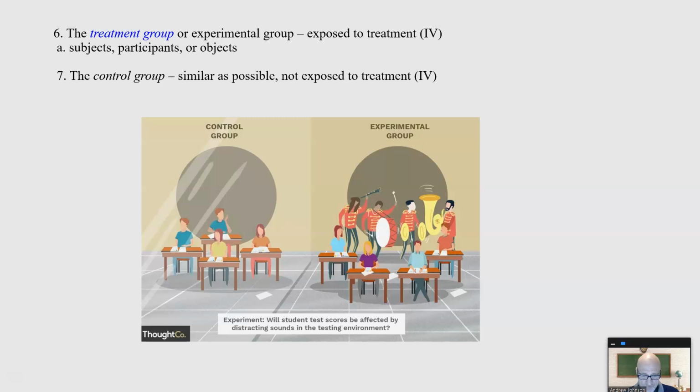The treatment group or experimental group, they are exposed to the treatment. It's called the independent variable, made independent of everything else. The control group is as similar as possible to the treatment group, except they are not exposed to the treatment or the independent variable.